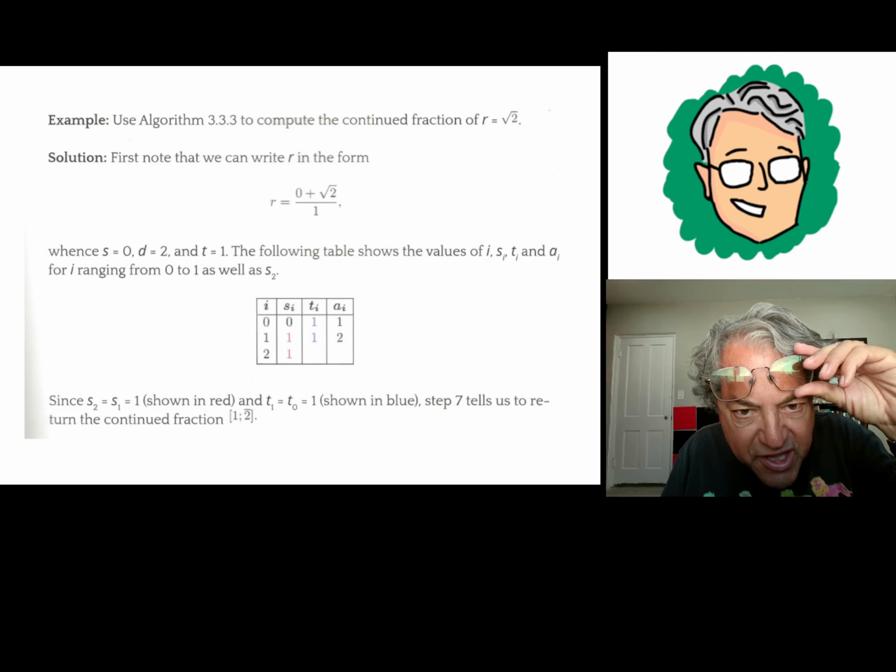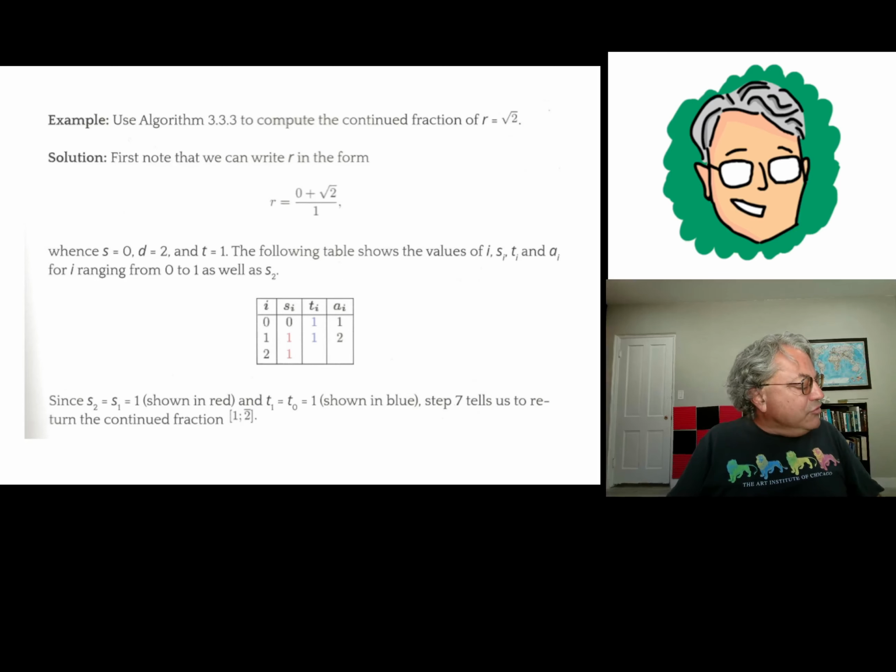We just calculated that. Now we're increasing i by 1, so now i is 1. And we're going to step 4, which says a sub 1 is equal to the floor of s sub 1 plus square root of d, over t sub 1. And s sub 1 and t sub 1 are both 1. So now we're getting 1 plus square root of 2 over 1, or 1 plus square root of 2. And the floor of 1 plus square root of 2 is 2. So now we keep going.